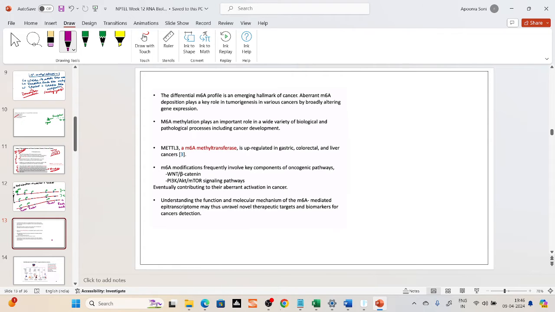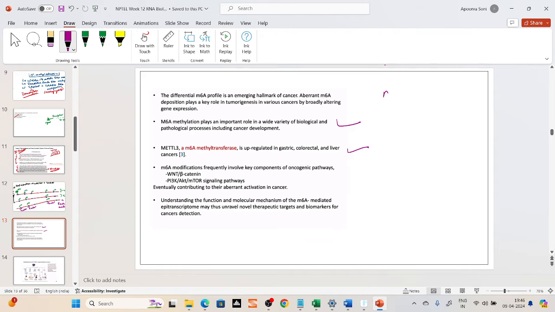Because aberrant M6A deposition plays a key role in tumorigenesis in various cancers by altering gene expression. M6A methylation plays an important role in a wide variety of biological and pathological processes, including cancer development. This particular methyltransferase is upregulated in this cancer. Now, this M6A modification frequently involves key components of oncogenic pathways.